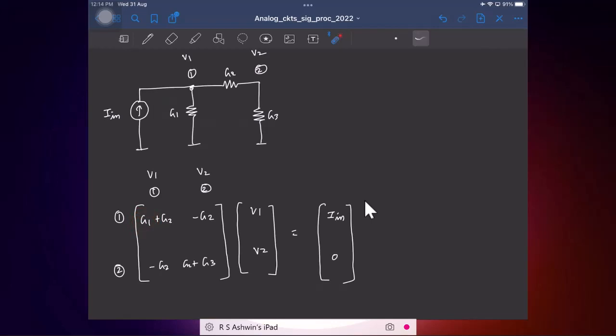Now similarly you take G3. G3 is between node 2 and ground, so we have it only in the second row, second column. Now you take G2, which is between nodes 1 and 2. So we expect G2 to appear in both rows. In the first row you have G2 and minus G2. In the second row you have minus G2 and plus G2. So this is a straightforward logic.